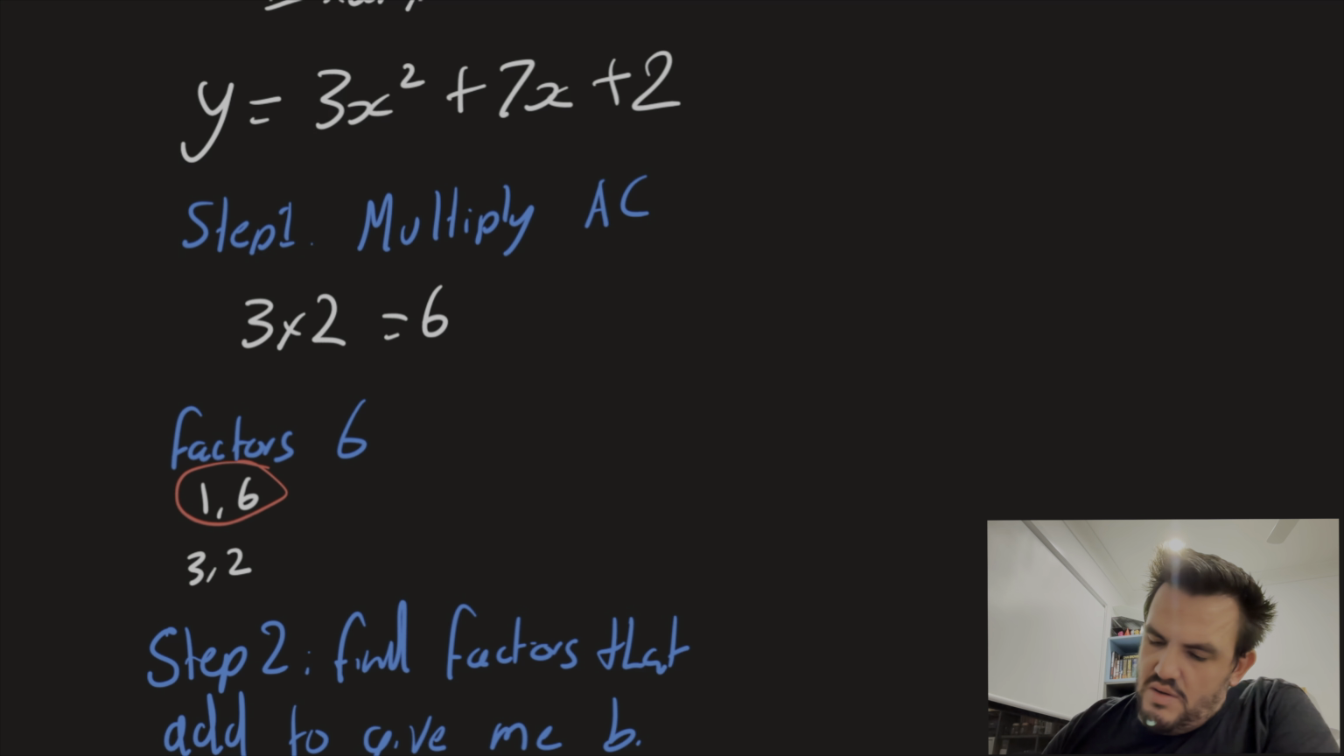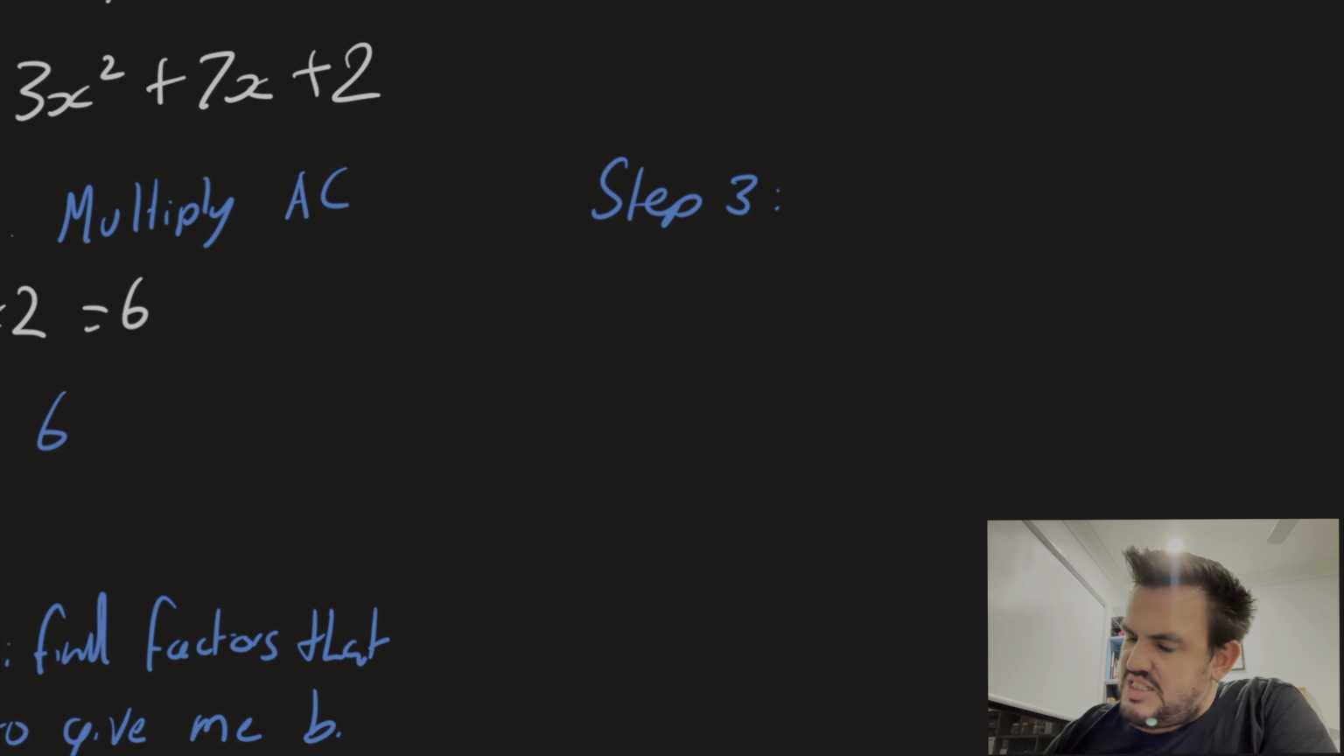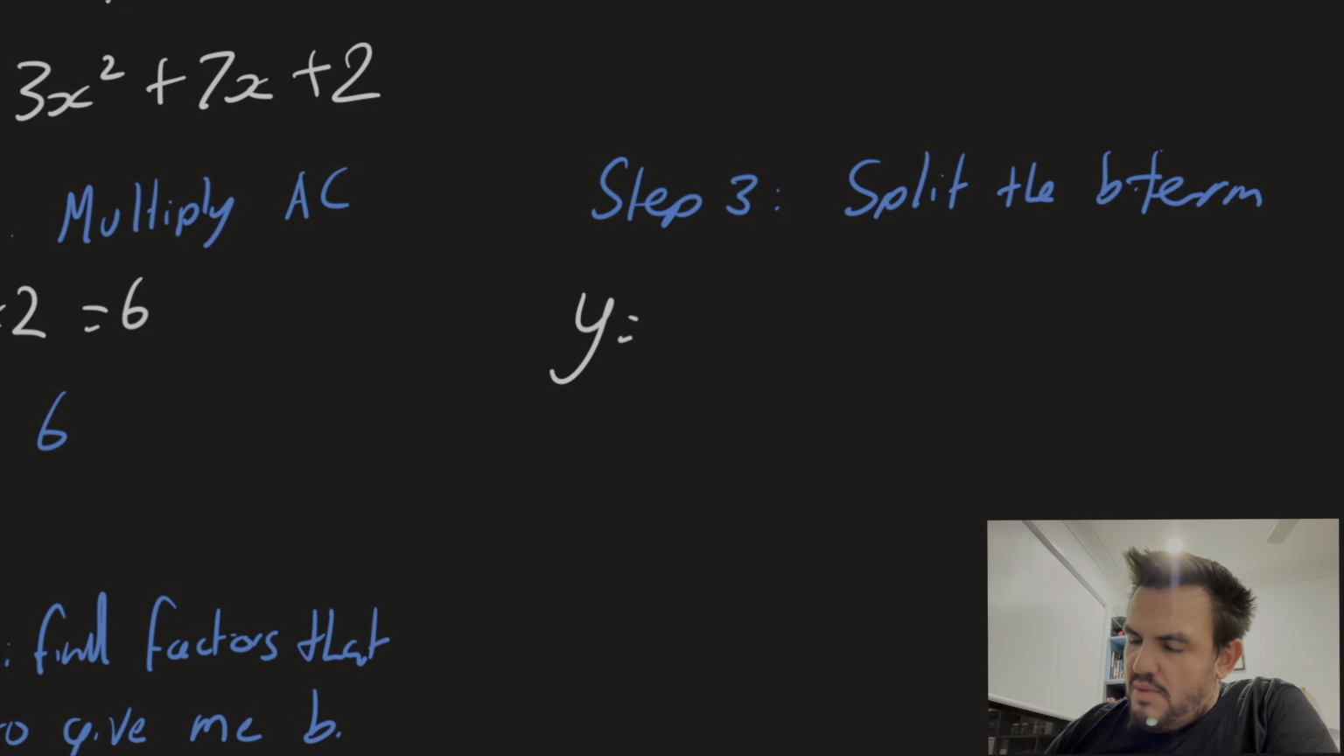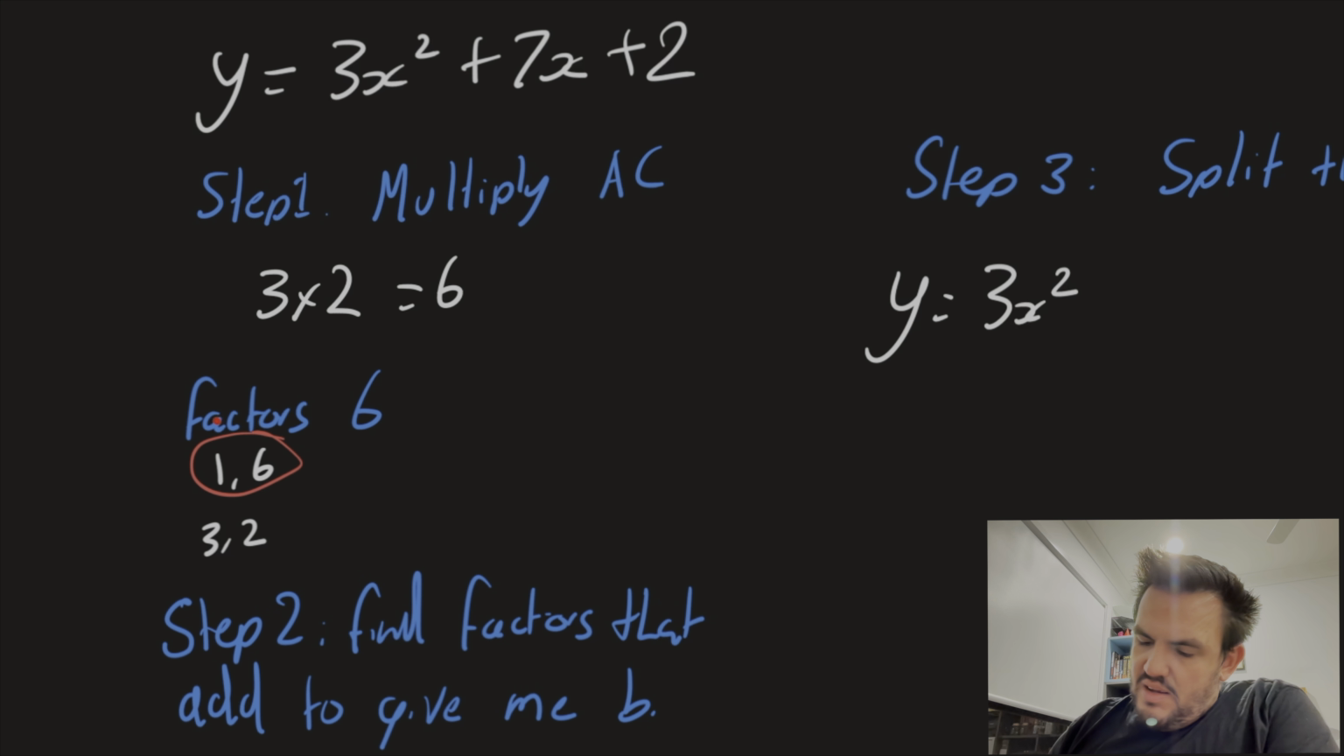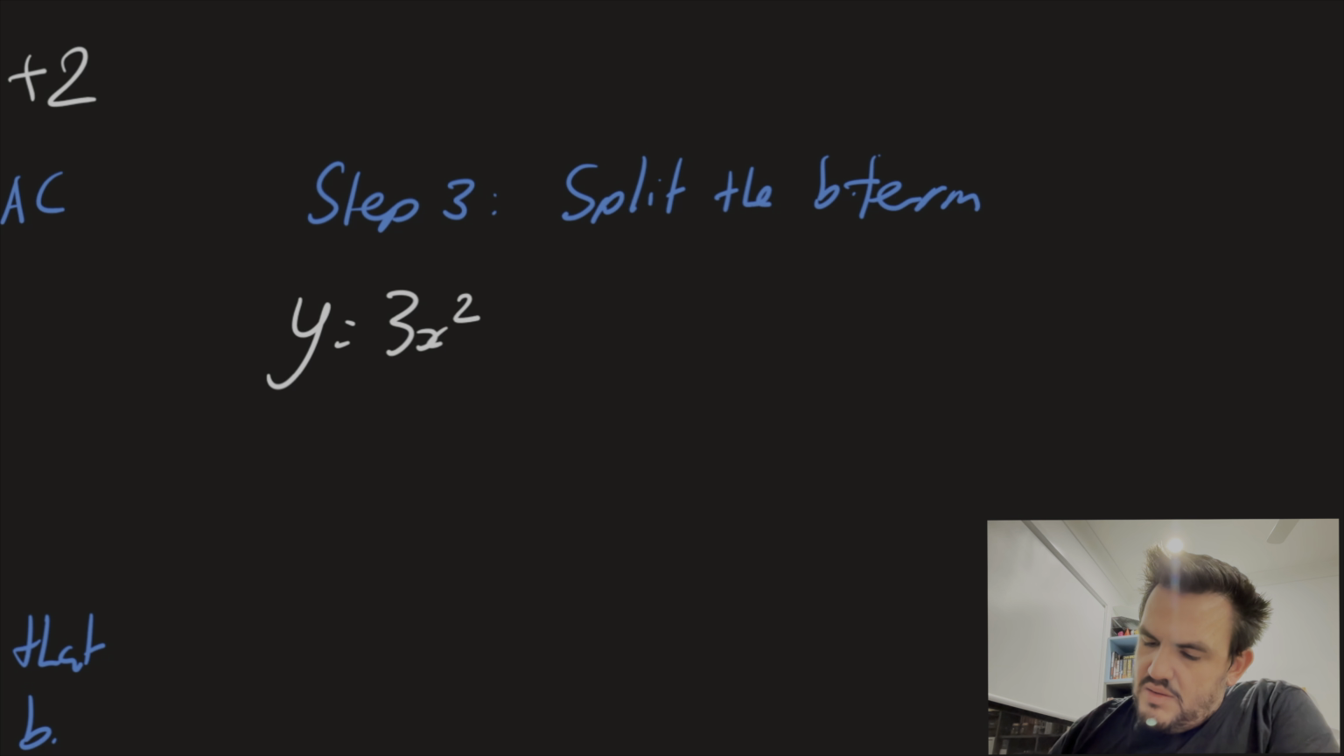Step number 3. Split. I'm going to split the b term. And you might be like, what the heck is he talking about here? And that's completely fair. When I split the b term, I'm going to get my y is equal to, leave my a term there, 3x squared. And then I'm going to use my factors that I have over here and replace the b term with these two factors. So you'll see, let's go over here, I'm going to replace them. So I'm going to go plus 6x plus 1x plus 2.